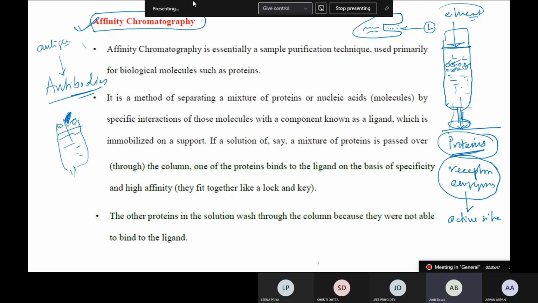Okay, so affinity chromatography is clear to everybody. I gave only some examples, some basic idea. Yes, tell me. Yes, you want to say something? Who is that? Go ahead if you want to say something. No?